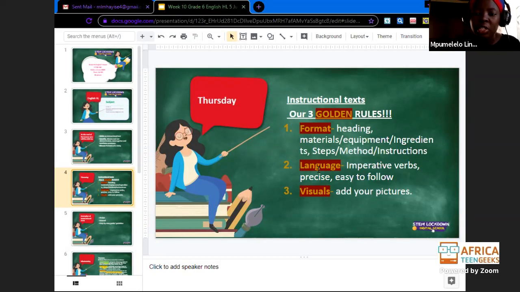And then your language needs to be precise. So you need to be straightforward and get straight to the point. Do not add any unnecessary information. And then it also needs to be easy to follow. So a reader should not be confused. And lastly, add your pictures. Why is it important to add your pictures? Raise your hand and I'll unmute you. For your recipe or for your instructional text, why is it important to add pictures?